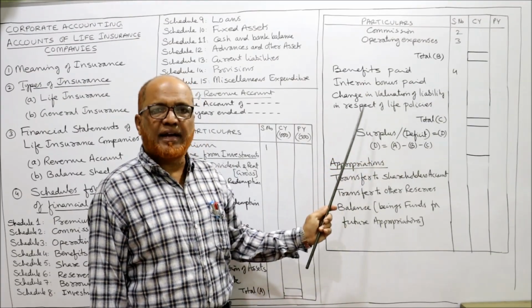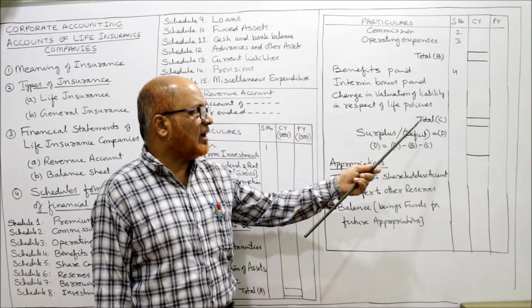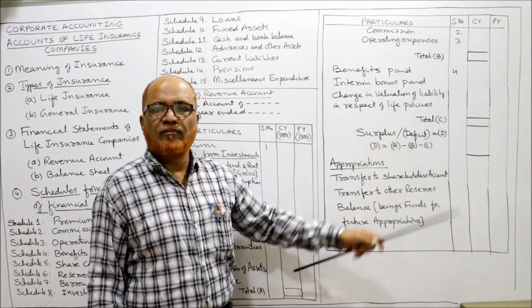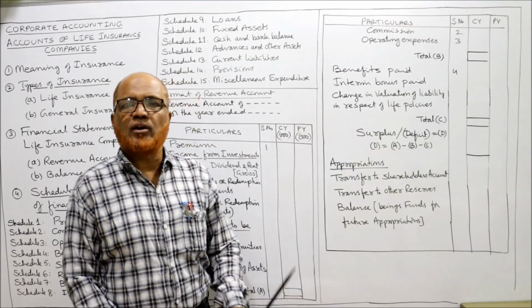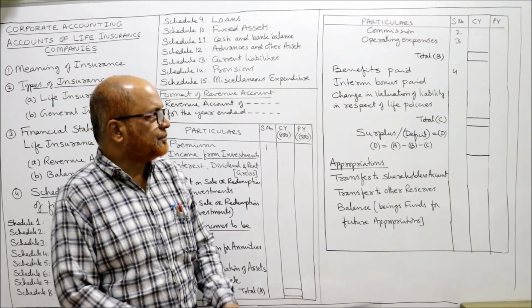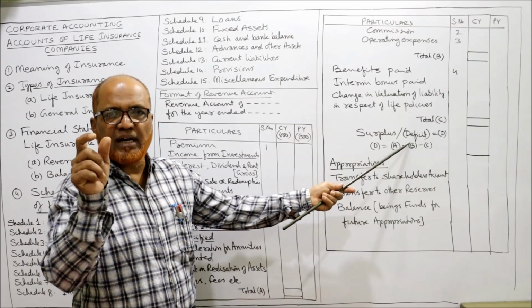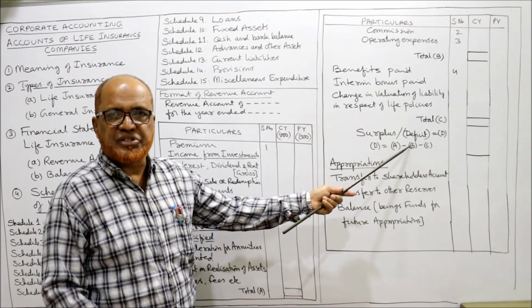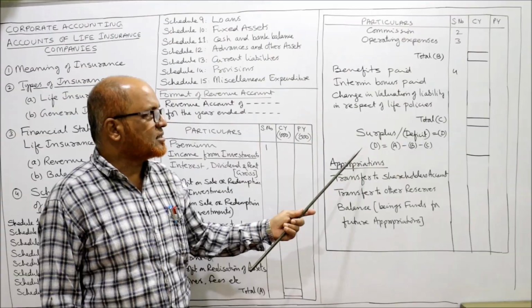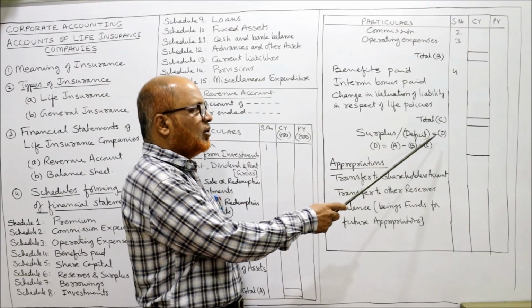Then interim bonus paid and changes in the liability in respect of life policies will make the total C. We got A, B, C. Now we find out the surplus or deficit. Deficit means minus. If you get a minus figure, then it will be a deficit. Positive figure, surplus. So this surplus or deficit will be denoted as D.